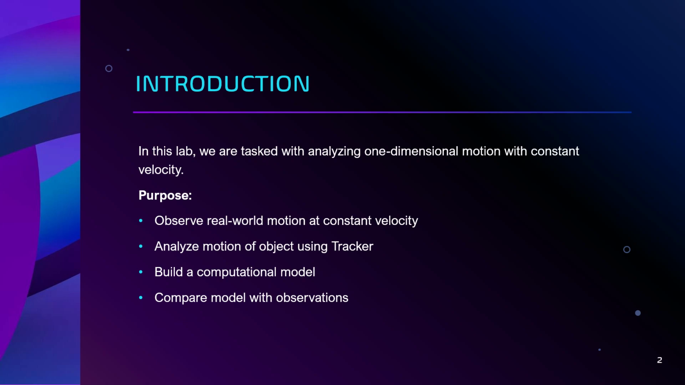In this lab, we are tasked with analyzing one-dimensional motion with constant velocity. The purpose of this lab is to allow us to observe real-world motion at constant velocity. This will allow us to analyze motion of an object using Tracker, and we will be building computational models and comparing those computational models with our own observations.